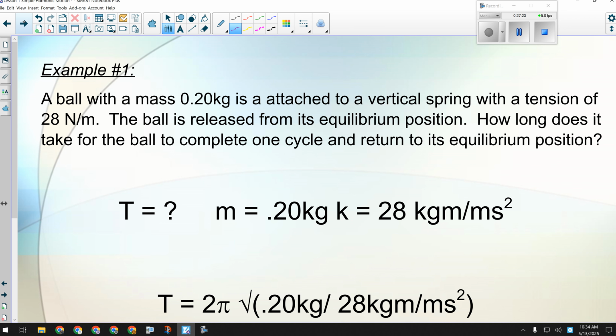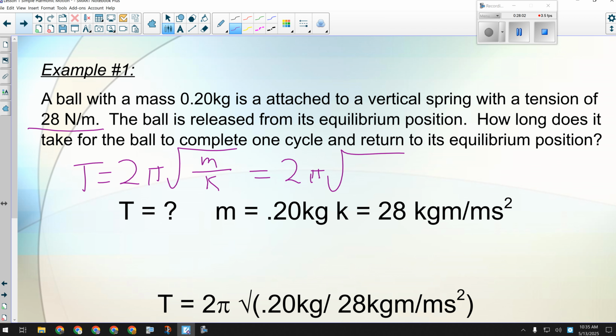All right, so as a simple example here, if I had a ball that had a mass of 0.2 kilograms and I attached it to a spring that had a tension, sometimes we use the word tension or spring constant, of 28 newtons per meter, how long would it take for the ball to complete one complete cycle and return to equilibrium? All right, so T equals 2 pi times the root of M over K. I have M and K in this situation, so I don't need to manipulate. I'm trying to solve for big T. Okay, so that's simply going to be 2 pi times the square root of 0.2 divided by 28. I forgot to start my calculator.